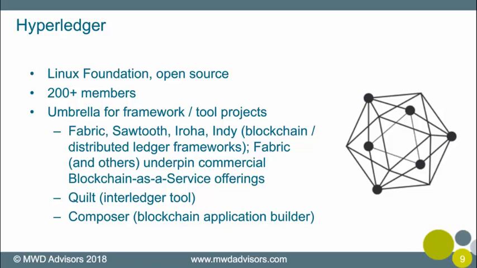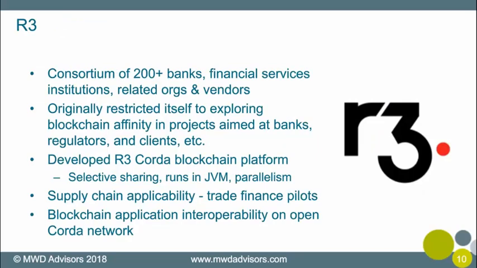And the last one I'm calling out specifically is R3, which describes itself as a fintech software company working with a network of over 200 banks, regulators, trade associations, professional service firms, tech vendors, and so on, all collaborating to develop its Corda blockchain platform. And originally R3 restricted its activities to blockchain-related projects in the financial services sector, but since many of those financial use cases actually have applicability in other sectors around trade and financing of goods and services and so on, unsurprisingly, we're seeing exploration of R3 Corda creep into many other areas.